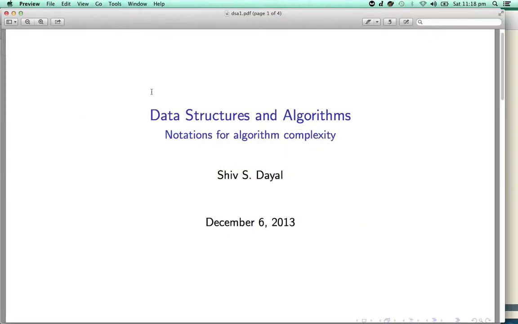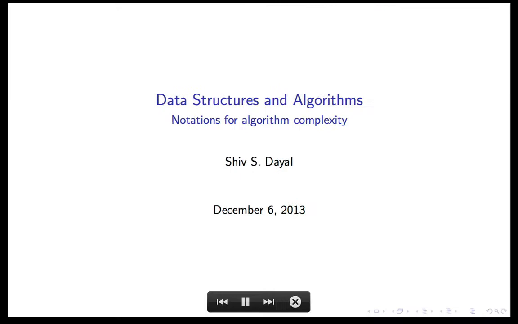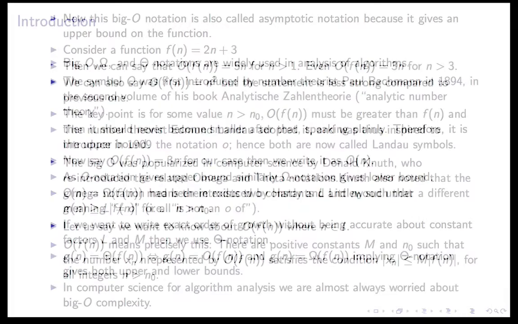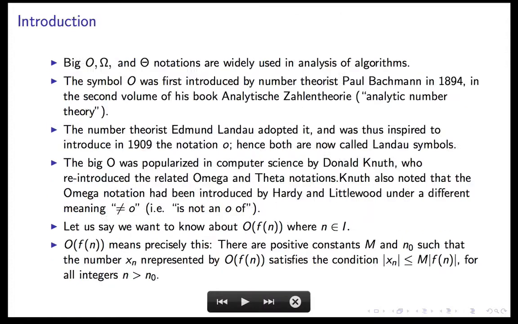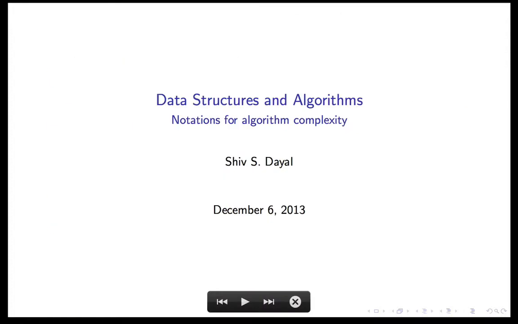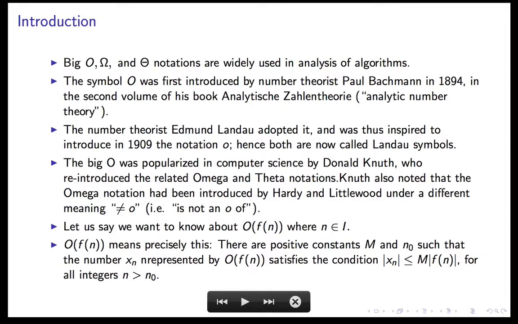And since we have covered a lot of C programming, I will now start with data structures and algorithms. Not that I will stop making C programming videos. C programming videos will come, but now we will also proceed with the data structures. So this video is on the notation of algorithm complexity. That is big O notation, omega and theta notations.